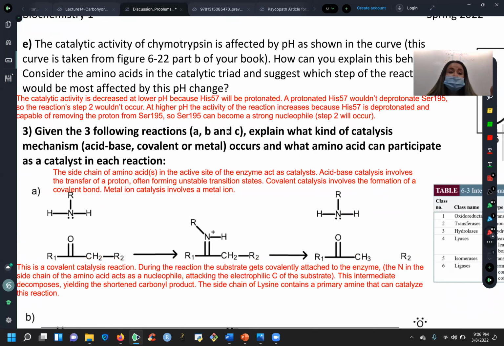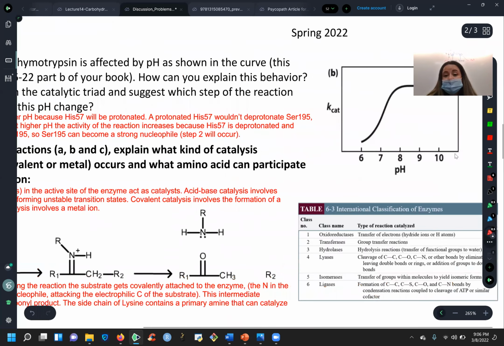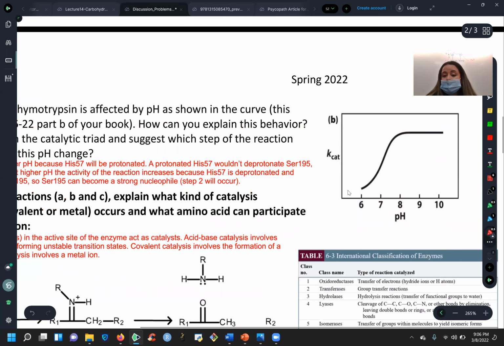So why is pH so important for chymotrypsin? They give us a graph right here. We have pH on the x-axis, going from 6 to 10. And then the kcat, that's the enzyme efficiency. It's saying that we have a low enzyme efficiency at a pH of 6. But as soon as we get to higher pHs like 8, 9, 10, then we have a much higher enzyme catalytic efficiency. That's what this graph is saying.